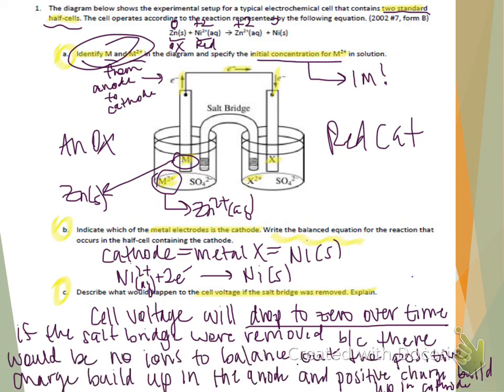You just had to squeeze this last part in a bit, but if the salt bridge were removed, cell voltage will drop to 0 because there would be no ions to balance out the charges. Remember that the ions are going to balance out the positive charge buildup in the anode, and we also need them to balance out the negative charge buildup in the cathode.